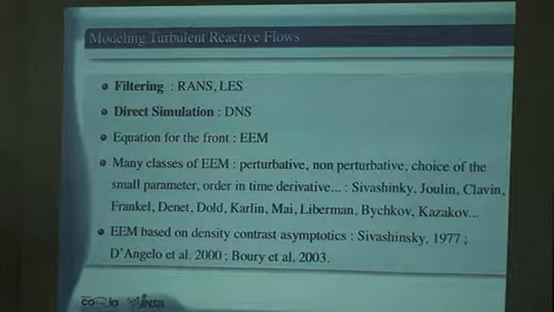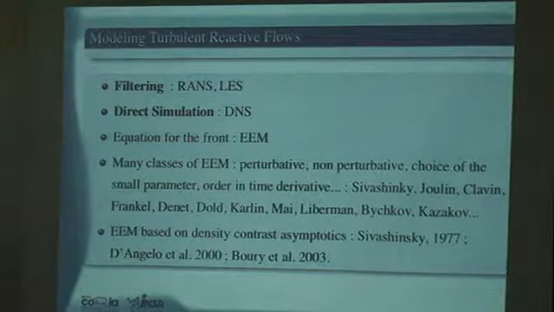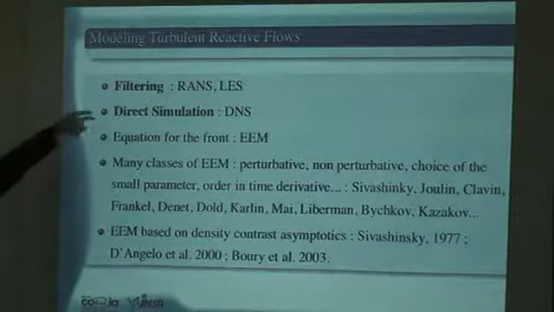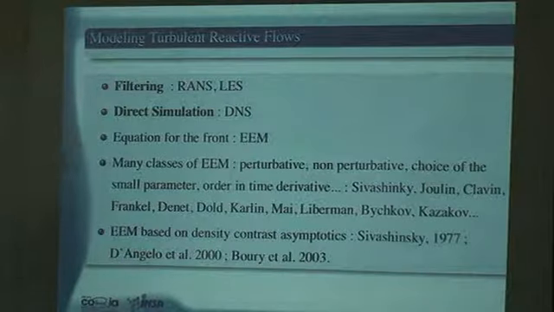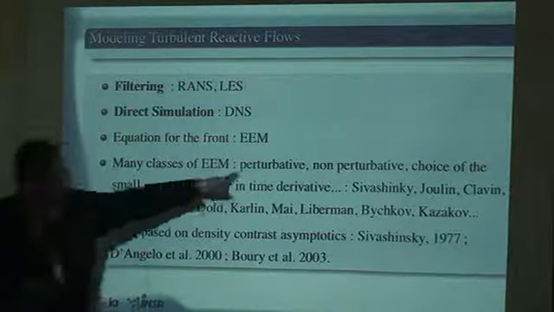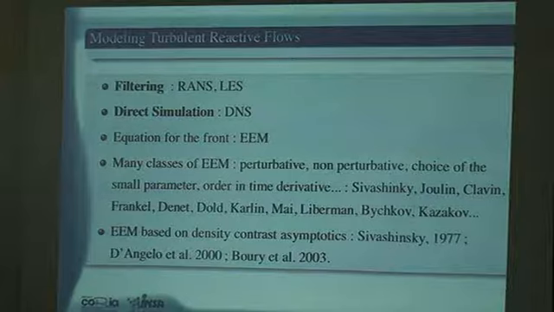So you can do RANS, of course. That makes an ensemble average of the Navier-Stokes equations. You can do LES, make filtering. We tried direct simulation. You will see with a simplified model because it's very, very expensive. Or, of course, you can write an equation for the flows. So many classes of evolution equation model exist based on a perturbative approach. That means that we will try to solve asymptotically the flow equation.